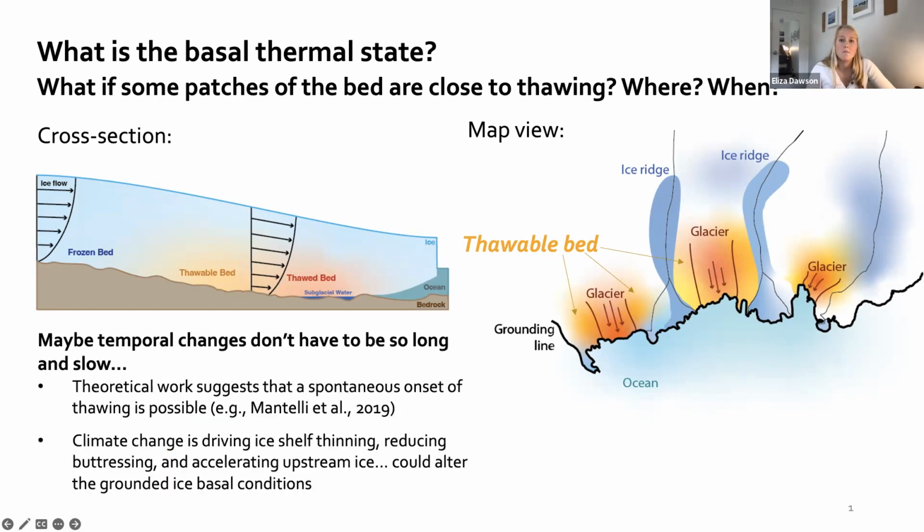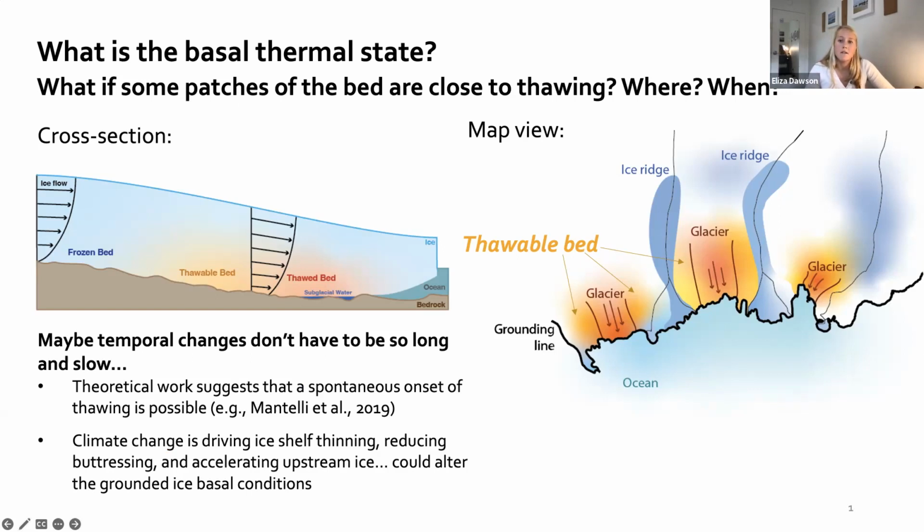As you might be thinking, typically basal thermal state changes are thought to happen over very long, slow timescales. But here I want to consider if there could actually be effects over century timescales, since that is the length of time that is typically focused on in projections of future mass loss, like the IPCC reports and things like that.